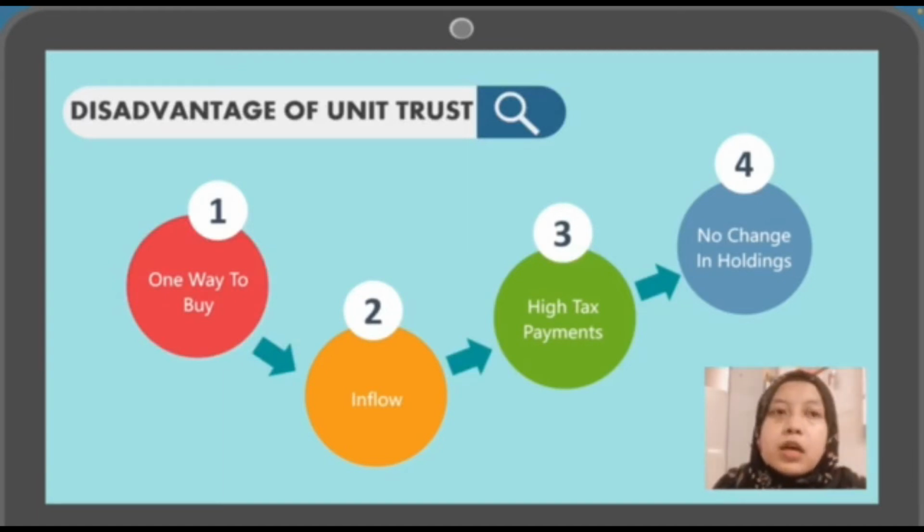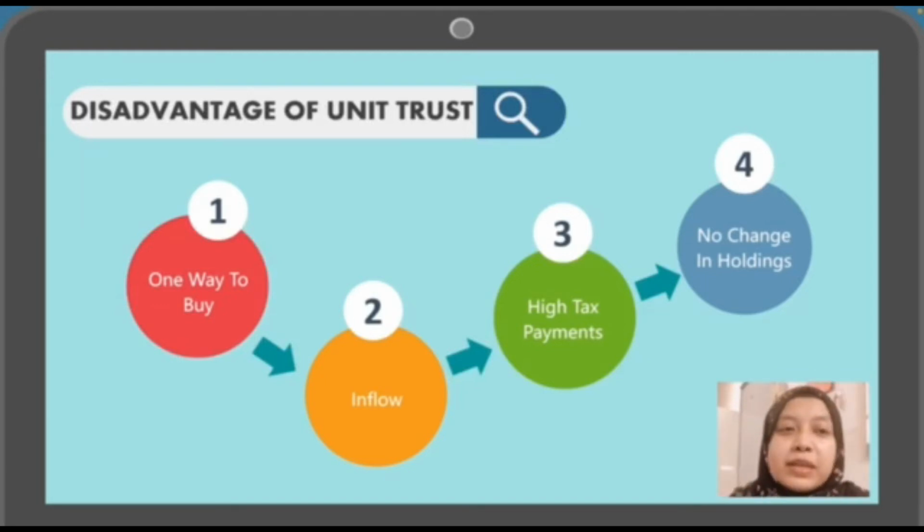Second is inflow. However, no inflow in currently exchange funds or mutual funds puts current investors at a significant disadvantage. Inflow into unit trust can dilute the share of profit investors have. The greater the trust, the more limited the management of investment opportunities.